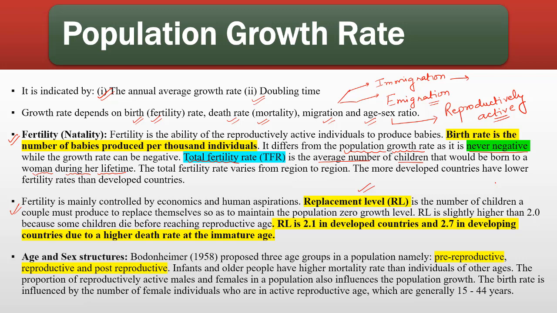Replacement level is slightly higher than 2 because some children die before reaching reproductive age. That's very obvious. It means they have replaced the couples, but before reaching reproductive age, when they are going to replace themselves, if they are caught by morbidity anyhow, then the replacement level diminishes, it decreases.